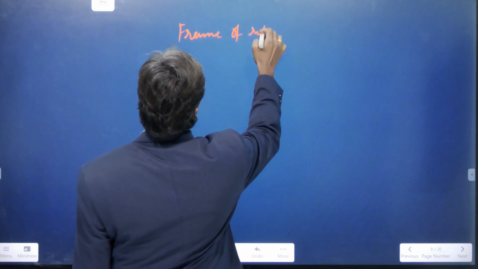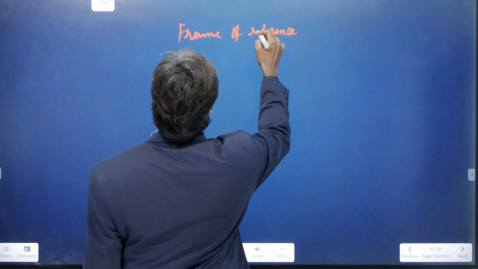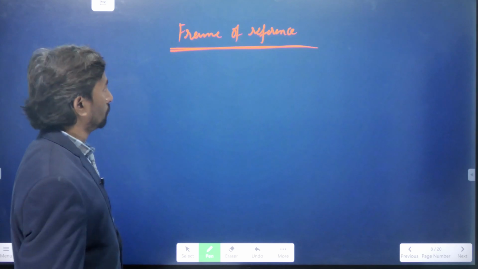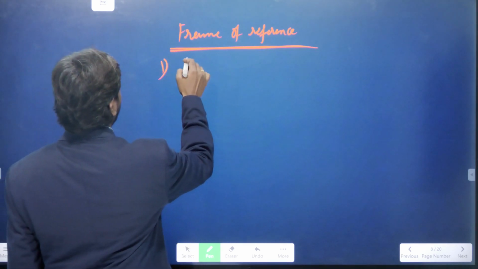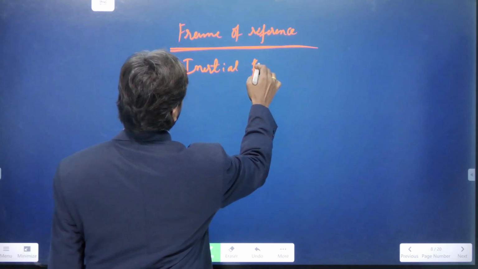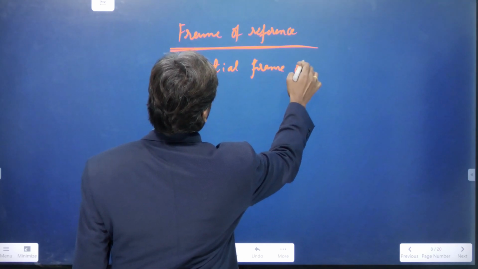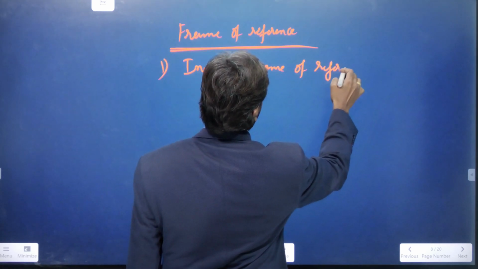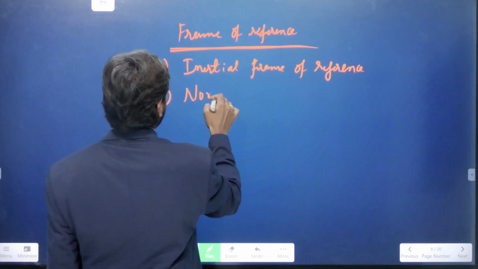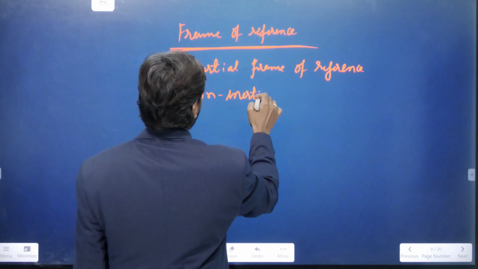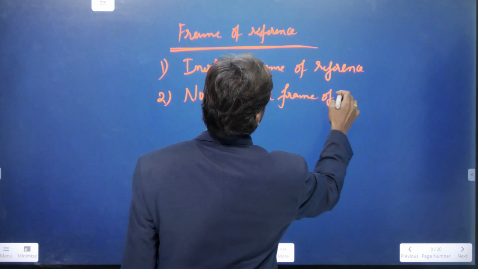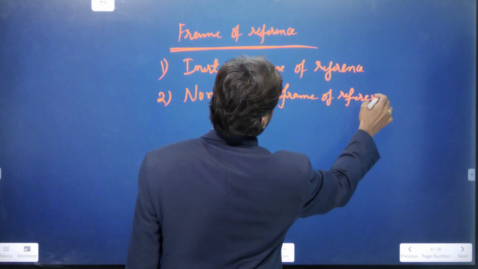Frame of reference. So there are two types of frames of reference. The first is the inertial frame of reference, and the second one is the non-inertial frame of reference.